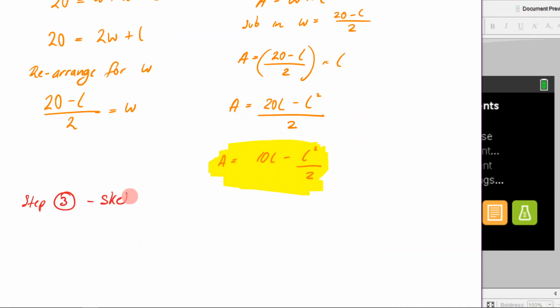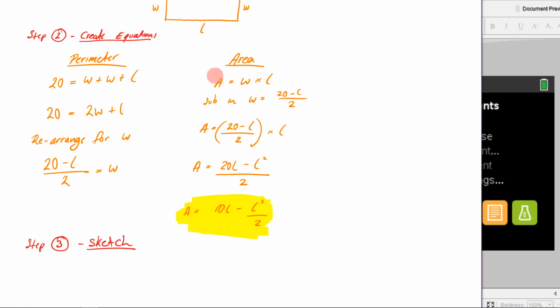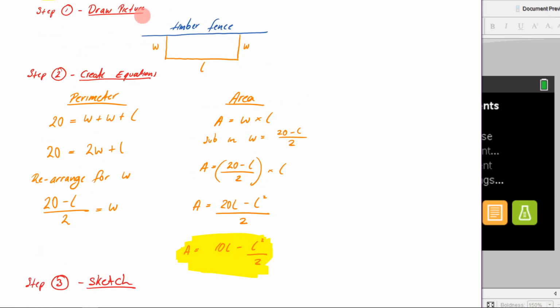Sketch. Perfect. So we had step 2 was create equations, and step 1 was draw a picture.